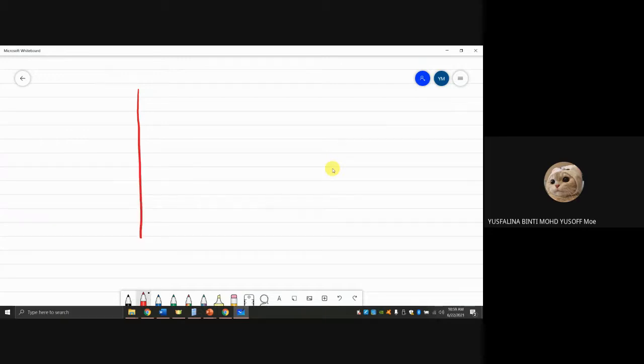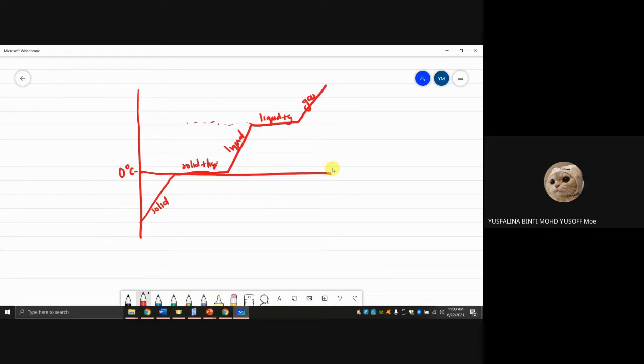So this is the graph. This is the heating curve. For this one, this is solid. This is solid plus liquid, and this is liquid. This is liquid plus gas, and this is gas. So you already know the melting point is 0 degrees Celsius, and this one is the boiling point, 100 degrees Celsius.